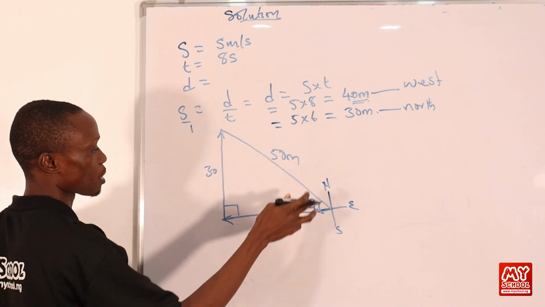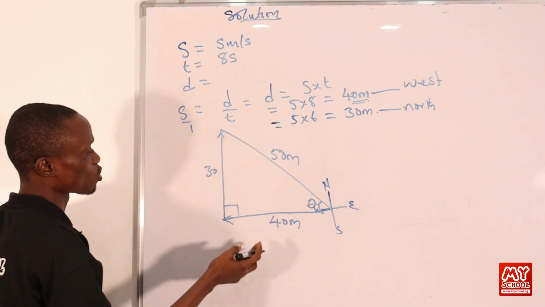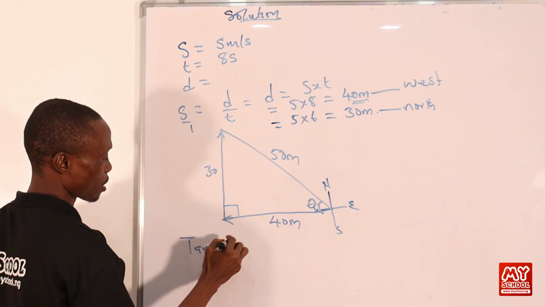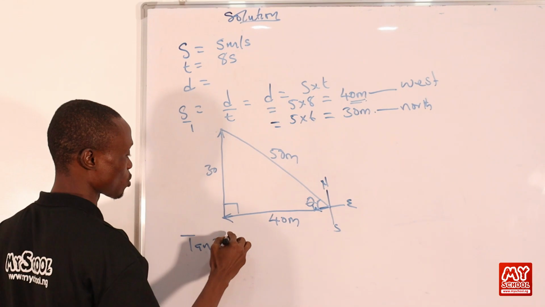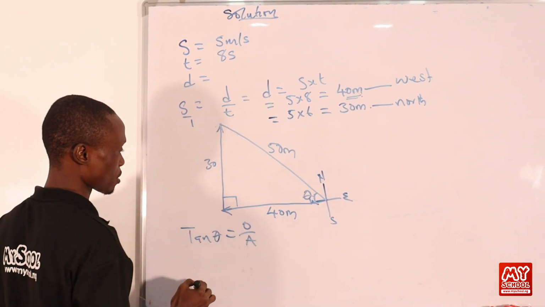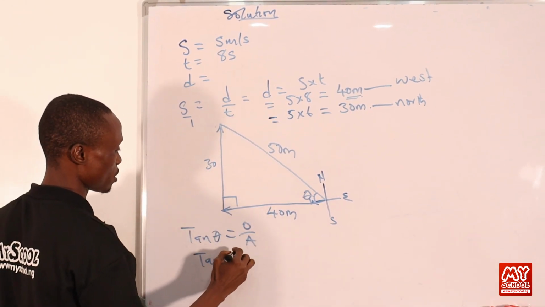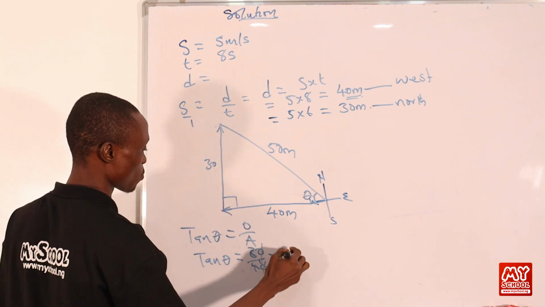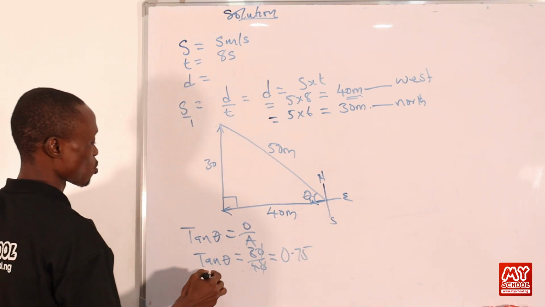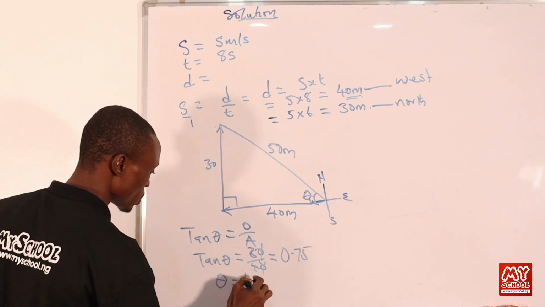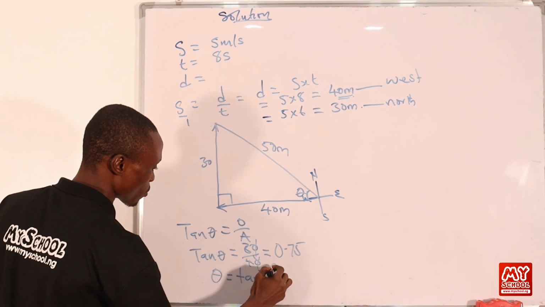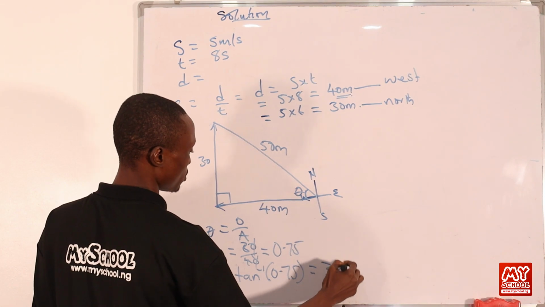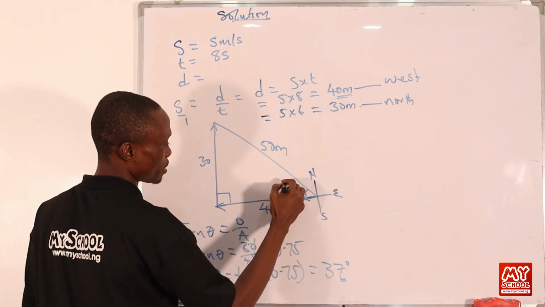To get theta, we simply apply our trig ratio. We have opposite and we have adjacent, so in that case, we make use of tan. So tan theta is equal to opposite over adjacent. So tan theta is equal to 30 over 40. Take out the zero, so that we have 0.75. To get theta, we take the tan inverse of 0.75, and that will be equal to 37 degrees. So the value of theta here is 37 degrees.